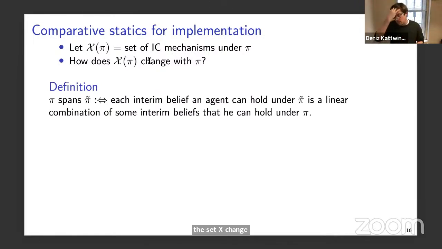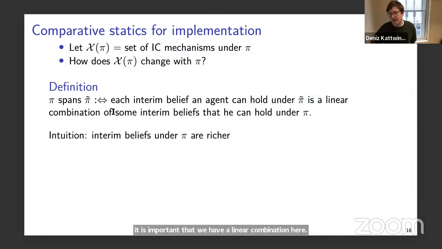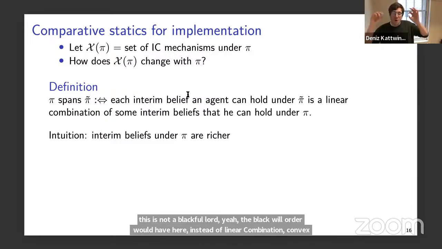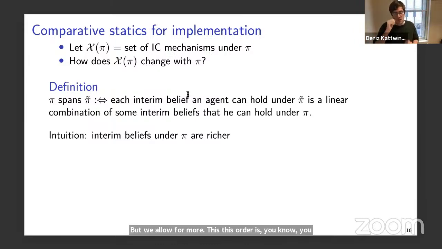To have meaningful comparative statics, we need some kind of partial order on the set of distributions. We say a distribution pi spans another distribution pi tilde if each interim belief that an agent can hold under pi tilde is a linear combination of interim beliefs that he can hold under pi. It is important that we have a linear combination here. Usually we think about this in the sense of Blackwell, but this is not a Blackwell order. A Blackwell order would have a convex combination instead of a linear combination. But we allow for more, so this order goes more extreme. What is the intuition for this order?